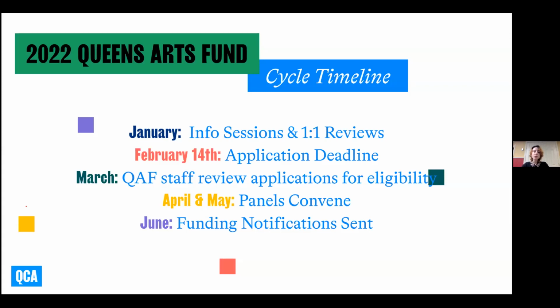We'll sit down, go through a draft of your application together, and I'll suggest sending you in for clarity, or if there are any holes in your application that may seem missing, and just to strengthen your application narrative overall. And then the deadline, as I said, is February 14th. In March, we'll review applications for eligibility and completeness.